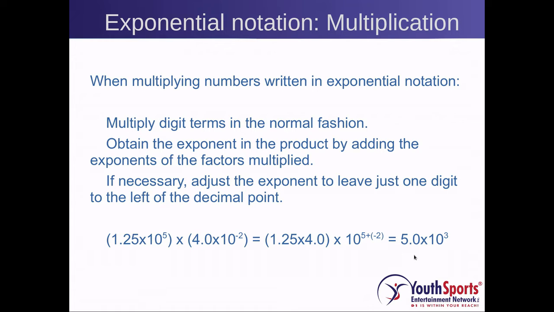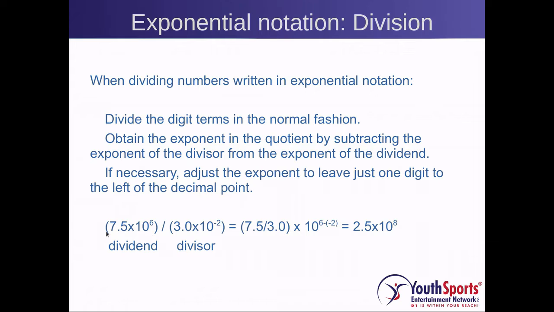When you're dividing numbers, for example, you've got 7.5 times 10 to the 6 divided by 3 times 10 to the negative 2. So 7.5 divided by 3, that is the left side. And for the exponents, you subtract the exponents. So 10 to the 6 divided by 10 to the negative 2 is 10 to the 6 minus negative 2. When you subtract a negative number, you are actually adding it. So 10 to the 6 minus negative 2 is 10 to the 8. And 7.5 divided by 3 becomes 2.5.